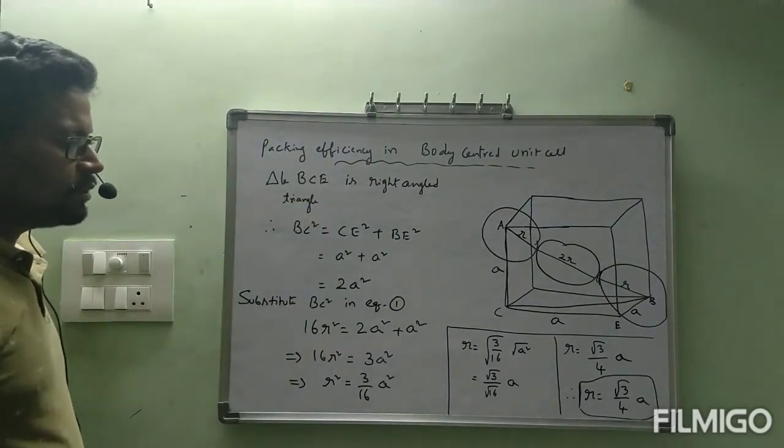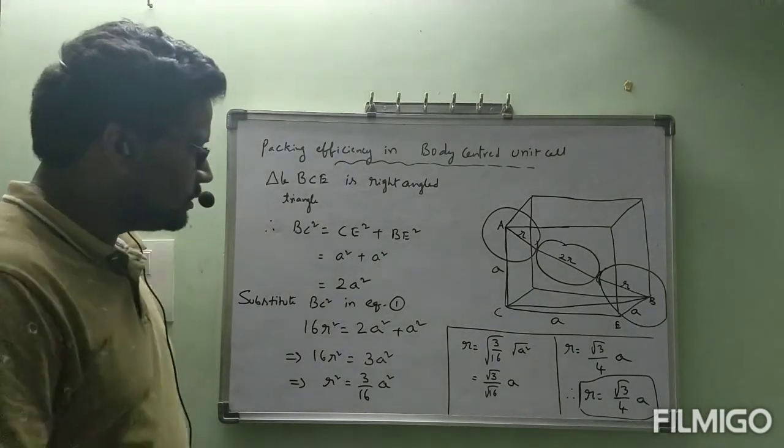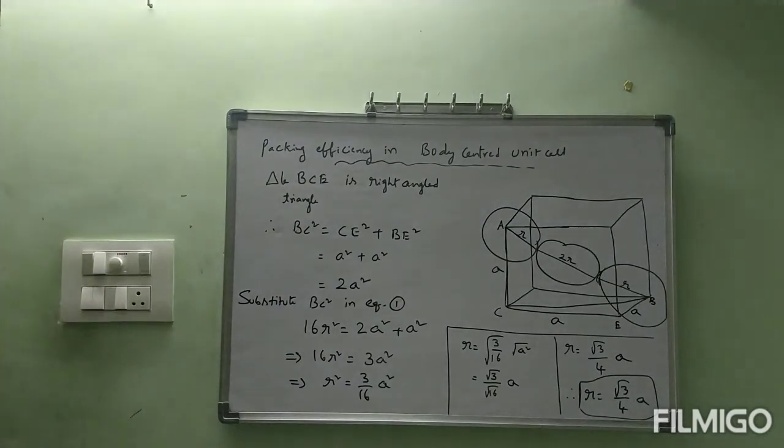Now we have to go through what about packing fraction. Note down this one, all of you. Triangle BCE is right angle triangle. That BCE is the part of face. In that BCE will form right angle triangle where BC is the hypotenuse. So BC square is equal to CE square plus BE square. Finally we got BC square is equal to A square.